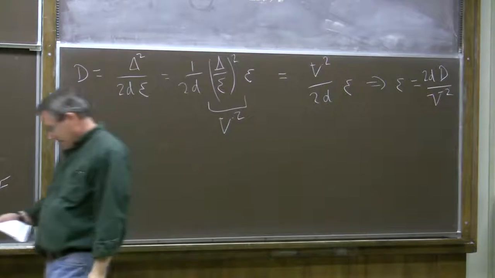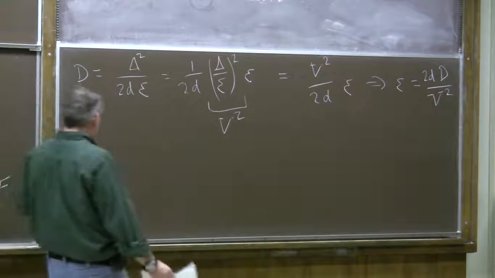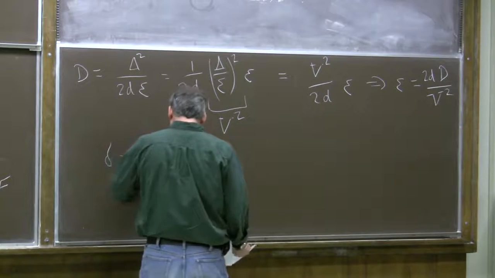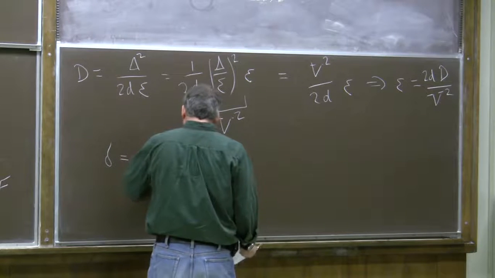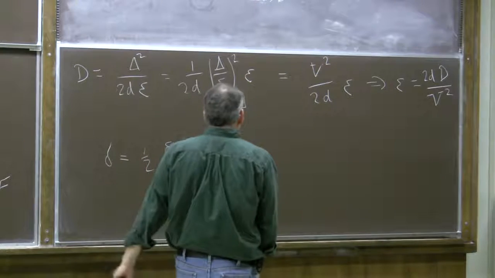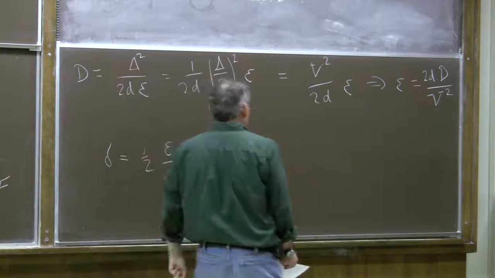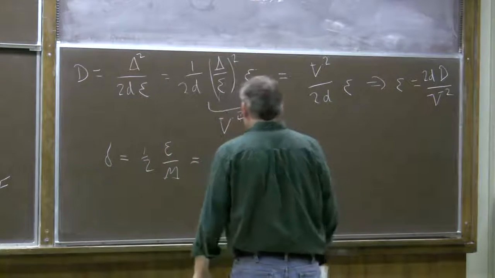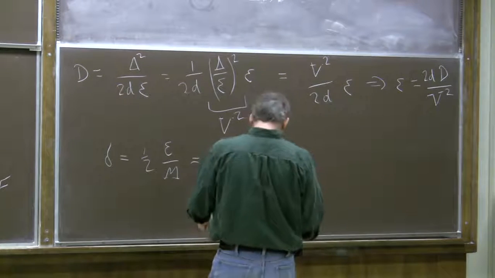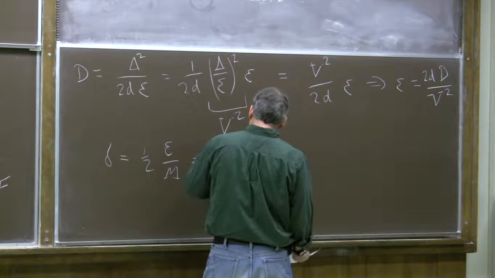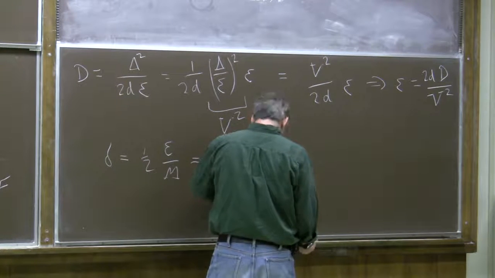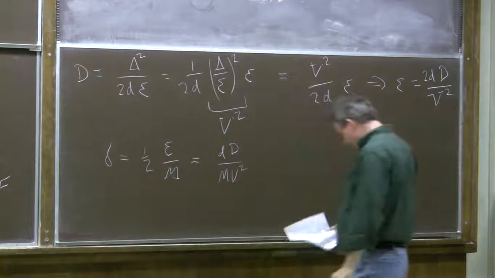Okay? So what's the mobility? Again, remember the mobility, we said, would be 1/2 epsilon divided by the mass of the drifting particle. But now let's put in this expression for the reset time epsilon in terms of the diffusion constant. So then we have spatial dimension times diffusion constant divided by m times v squared.